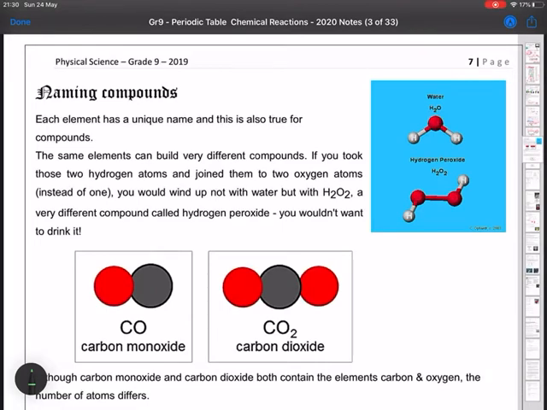Hey Gr9s, so this lesson is really important because you're going to be doing a lot of naming compounds this year, or you'll be given compounds and you'll have to be able to determine what elements they're made from, and it'll also help you a lot for chemistry next year.